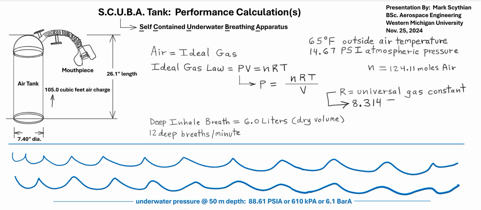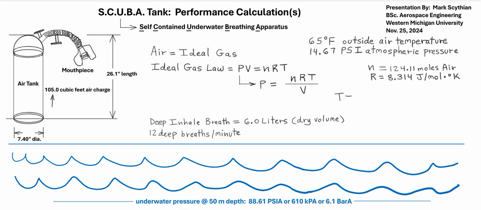Then the universal gas constant for any ideal gas is 8.314 joules per mole degree Kelvin. And then we convert the Fahrenheit air temperature value to Celsius. And then we simply add 273 to calculate the degrees Kelvin absolute temperature. So 291 degrees Kelvin, or 291.33 degrees Kelvin.